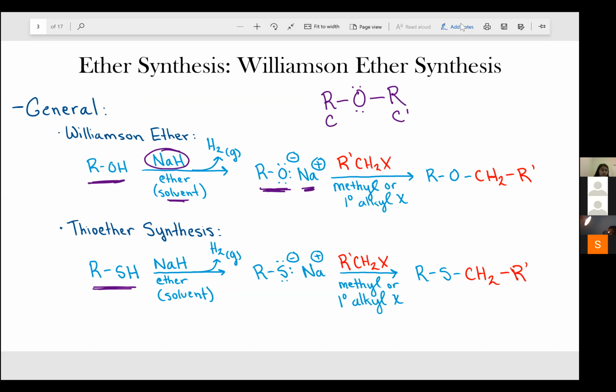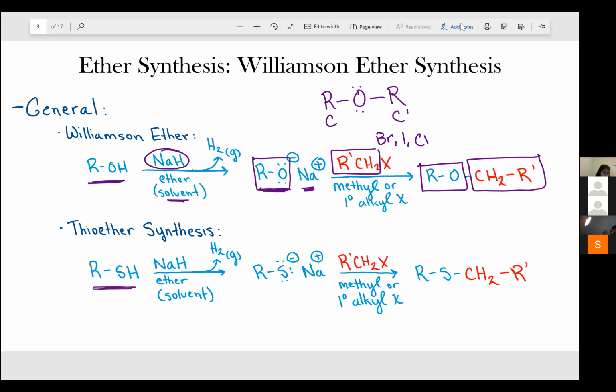And then we're going to treat that with some methyl or primary alkyl halide, right? Something like bromine, iodide, or chlorine. And all that's going to do is an SN2 type reaction. And this alkoxide is going to add itself to the rest of our alkyl halide. And it'll look like this. So this is the starting alcohol that we had minus the H, and then this is going to be this part of our alkyl halide without the halide part.